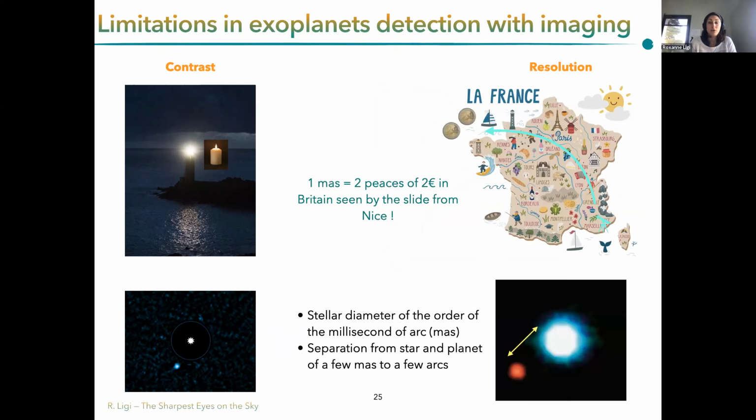The other problem is resolution. Having 1 milliarcsecond resolution is equivalent to trying to detect two 2-euro coins seen from Nice, with the coins being in Britain, so also very challenging. The stellar diameter is of the order of a milliarcsecond for transiting exoplanet host stars, and it's a bit more for the separation between the star and the planet. We go to a few milliarcseconds to a few arcseconds, so we need interferometry for that.